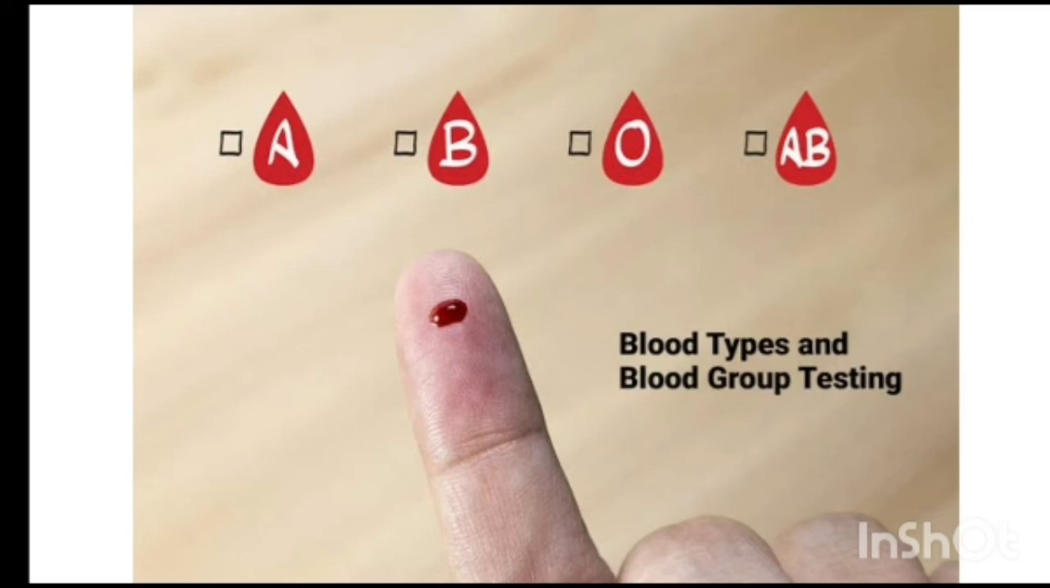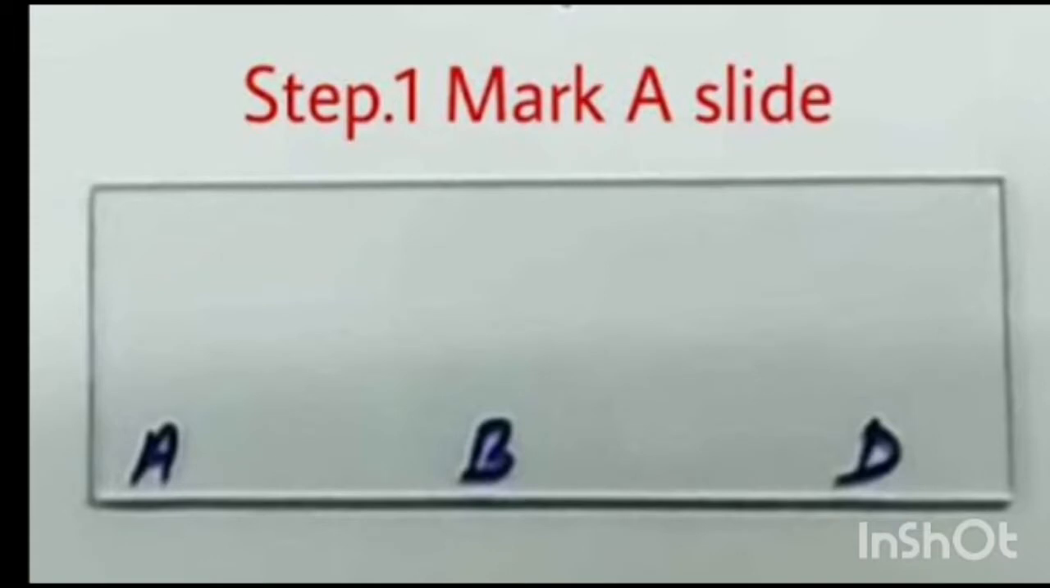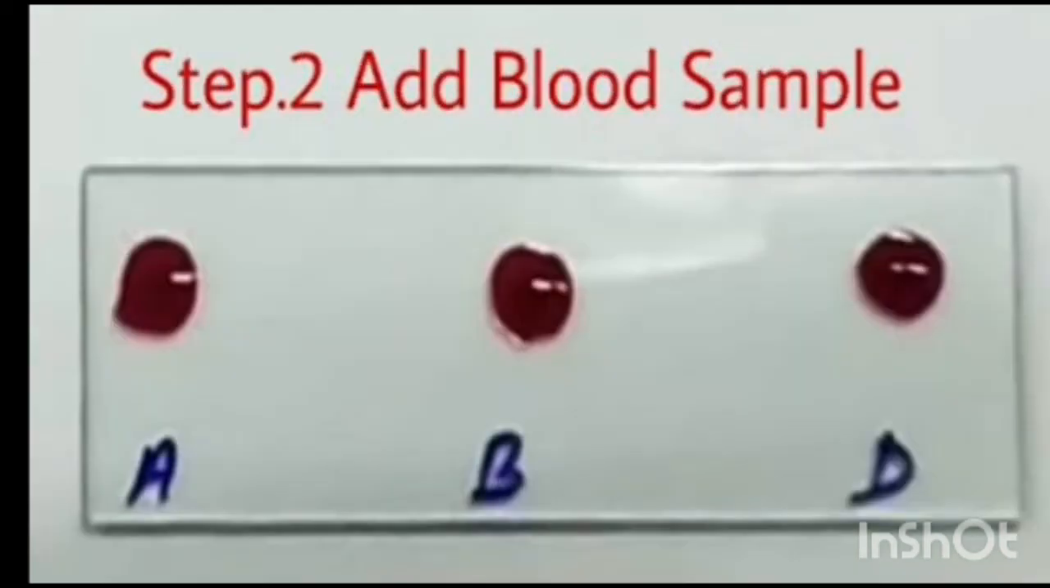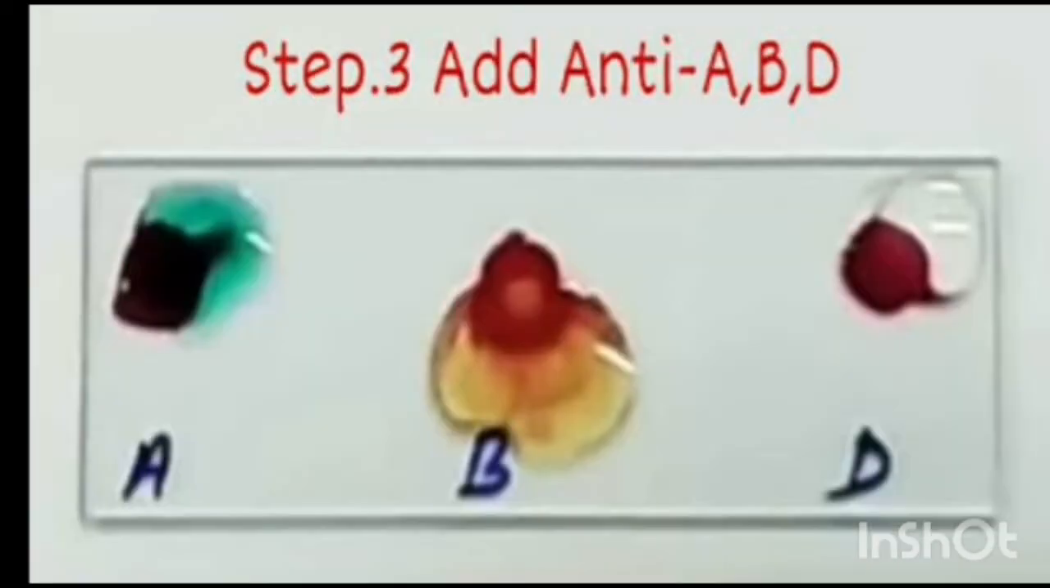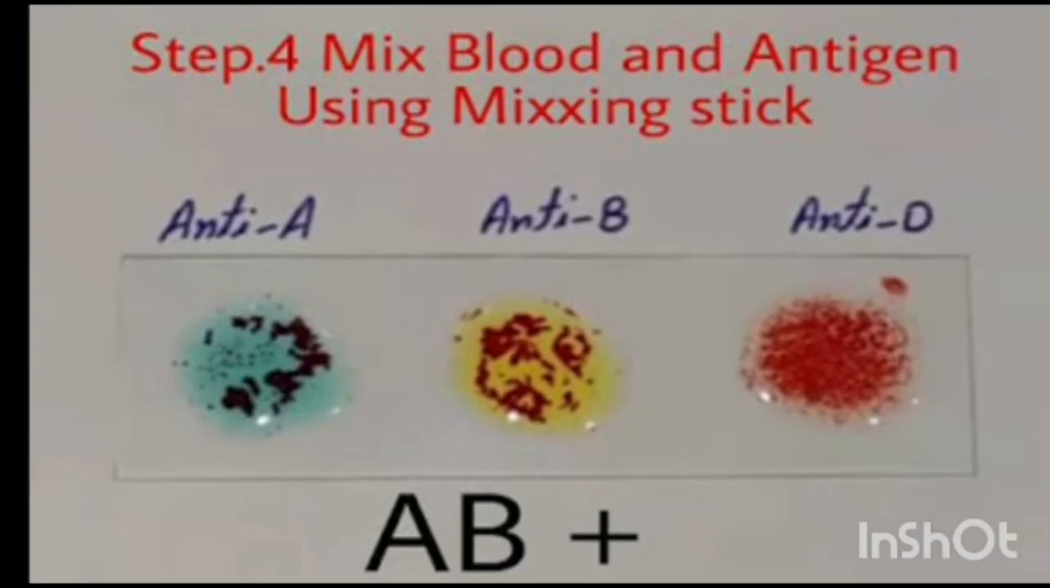So the steps: the first step is to mark a slide A, B and D. The second step is to add a blood sample. The third step is to add anti-A, anti-B and anti-D to each blood drop which we have taken over the slide. And the fourth step is to mix the blood and anti-sera using a mixing stick.